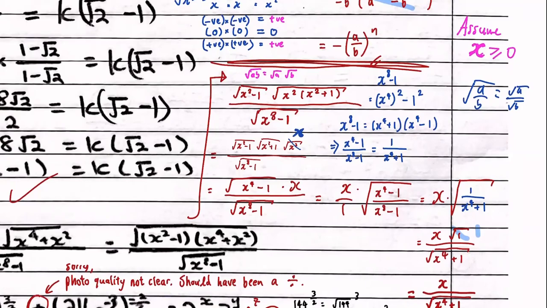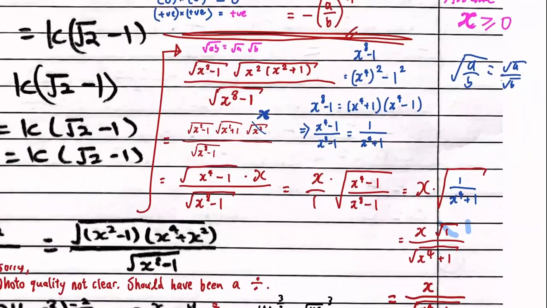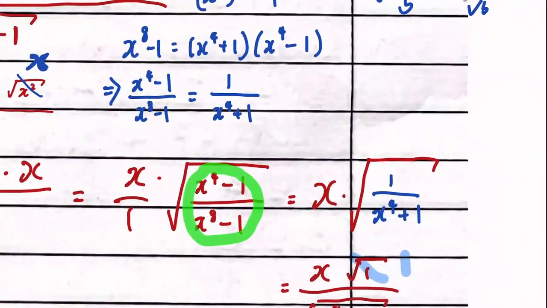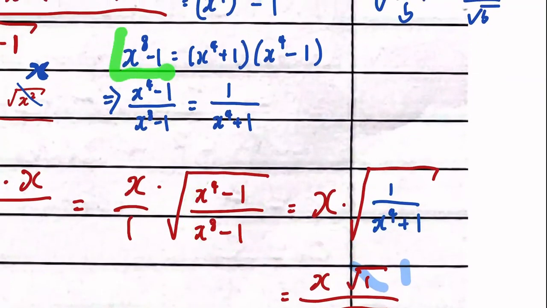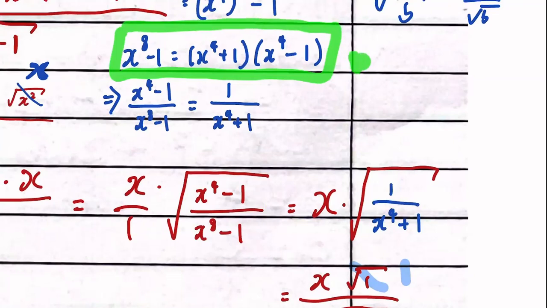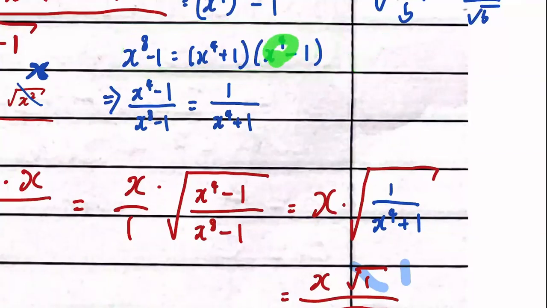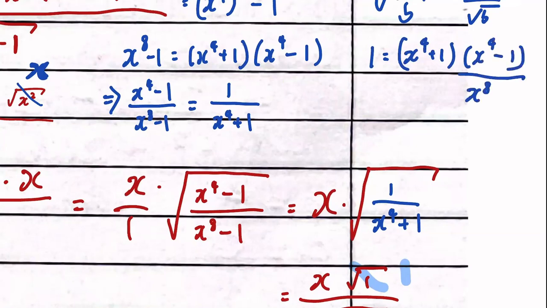Okay, let's slow it down a little bit. How do I get x power 4 minus 1 divided by x power 8 minus 1 into 1 over x power 4 plus 1? I start off with this guy, and then I just make x power 4 minus 1 the numerator, and x power 8 minus 1 the denominator. So I bring over, maybe if I add one more step, 1 equals x power 4 plus 1 times x power 4 minus 1, but I divide by x power 8 minus 1.